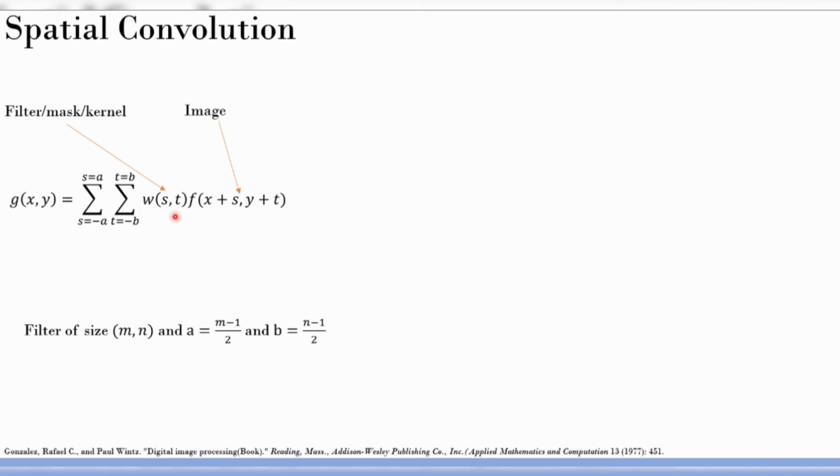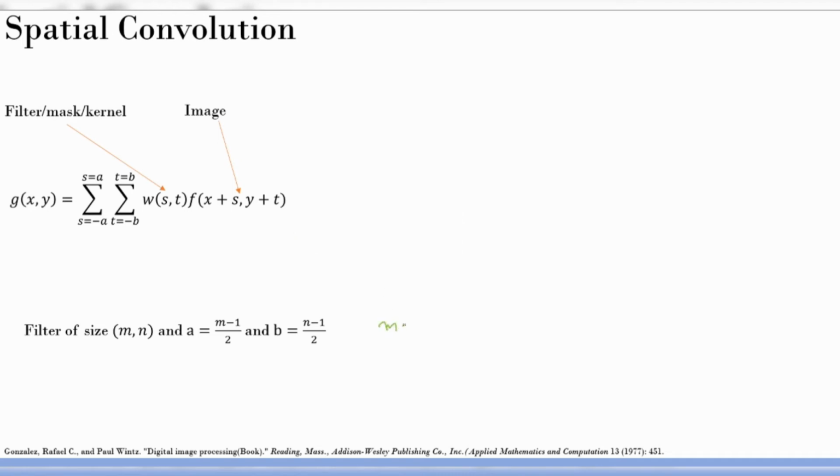So this kernel can be of size m by n, so for example 3x3, and then the A value is given by (m minus 1) by 2 and the B value is given by (n minus 1) by 2. So let's take an example of a 3x3 kernel.